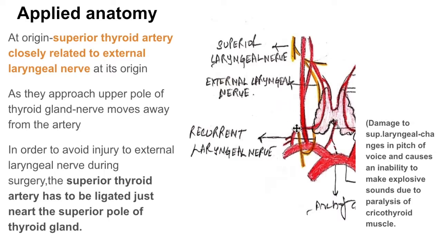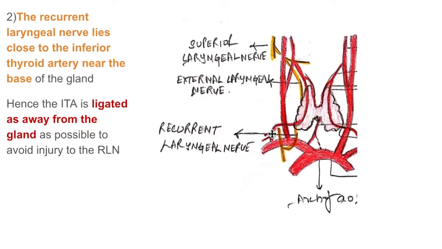Now when we come to the inferior thyroid artery, let's see what happens. We see that the recurrent laryngeal nerve, which is also a branch of the vagus nerve, lies close to it near the base of the gland. So it's quite the opposite. Near the base of the gland, the recurrent laryngeal and the inferior thyroid artery are closely related. Hence, the inferior thyroid artery has to be ligated as far away from the gland as possible to avoid damage to the recurrent laryngeal.